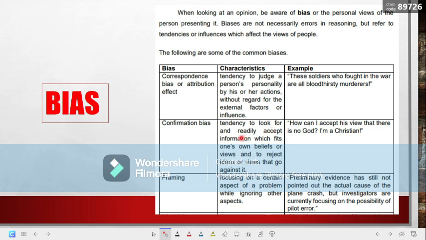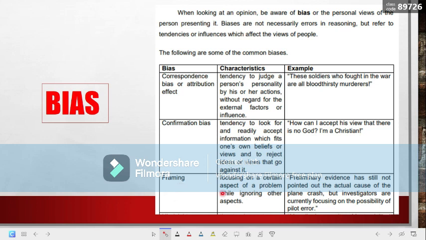Next is confirmation bias. Tendency to look for and readily accept information which fits one's own beliefs or views and to reject ideas or views that go against it. Like, how can I accept his view that there is no God? I'm a Christian. Okay, so you are referring to those people who are atheists. You didn't even ask how come they became atheists. There are different reasons, so you have to be open-minded.